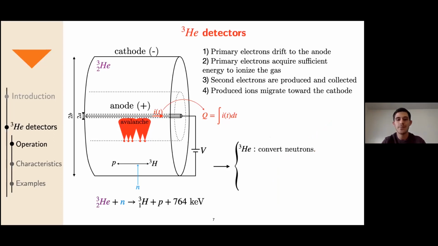To make a short recap, we use helium-3 to convert the neutrons into charged particles. Then primary electrons are created along the track of the proton and of the tritium. These electrons are going to be accelerated as they approach the anode. They are going to acquire sufficient energy to ionize the gas, and so to produce secondary electrons. During the motion of all the created charges towards their respective electrodes, a detectable current appears, and by integrating it, we can have access to the total charge.